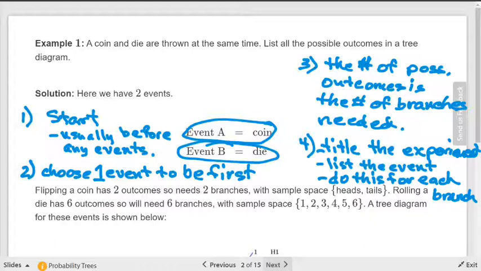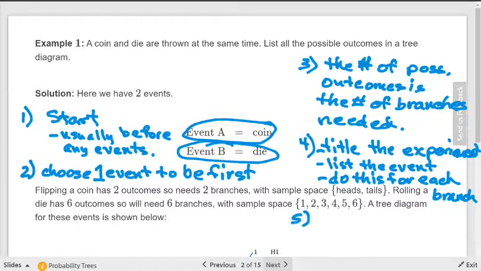So every branch is going to have a title that tells me what you did. Flip a coin. And at the end of each branch is going to be the event, or the thing that you got. So what can you get when you flip a coin? Heads or tails. So one branch will be labeled tails or heads, and the other one will be labeled tails or heads, right? Doesn't matter. The order doesn't make the slightest bit of difference.